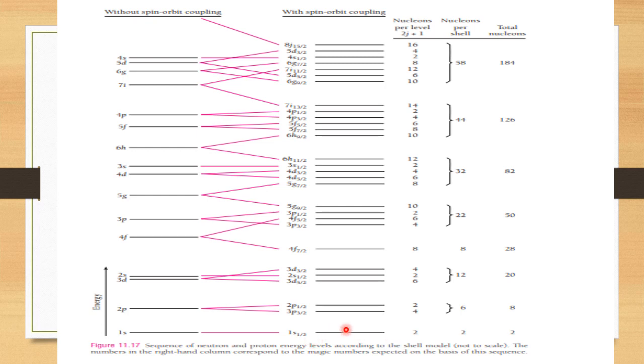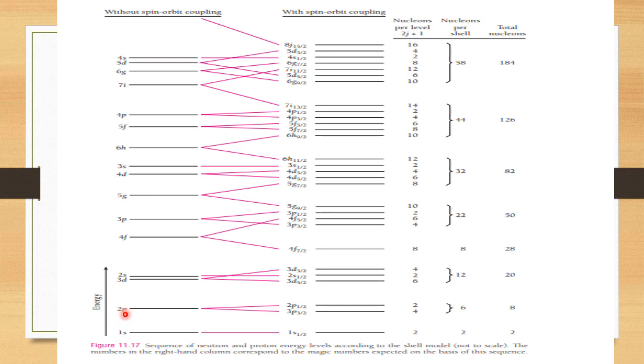In this level, the nucleons per level can be 2j plus 1. That is, it can accommodate 2 nucleons. So the nucleons per shell is 2. So in this shell, there are 2 nucleons. So the total number of nucleons is 2.